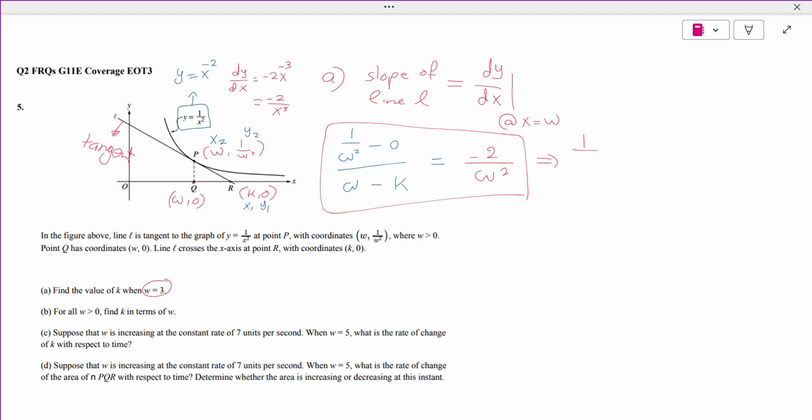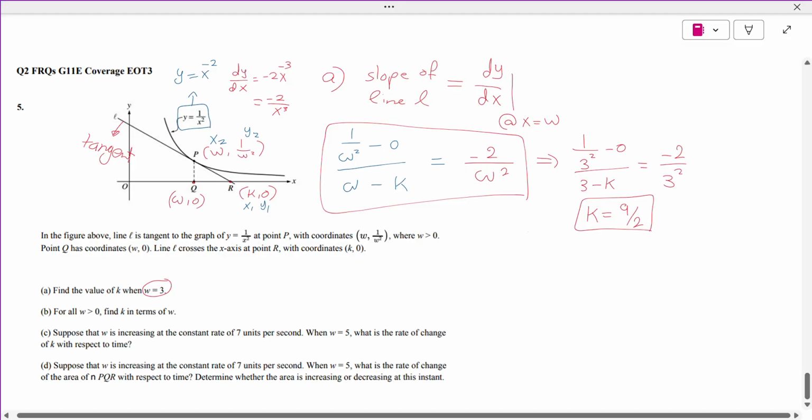So 1 over 3 squared minus 0 over 3 minus k equals minus 2 over 3 squared. Okay, solve it by the calculator. You get k equals, how much is k in part A? 9 over 2. So this is what you should get for part A. The value of k is 9 over 2. Okay, what we have done here is the derivative.